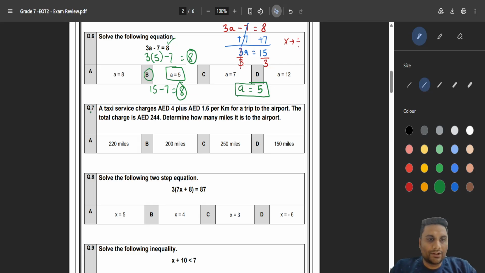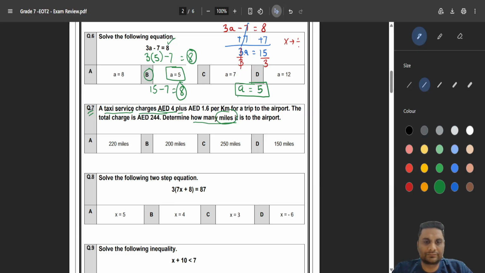Okay. Question number 7. First of all, read the last line. What do we have to do? Determine how many miles. Okay, so in this question we have to find the miles. Now just see the keyword. Taxi service. Okay, we are talking about taxi service. AED for fixed charges. Okay. Plus, so let us write it.